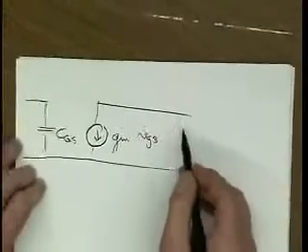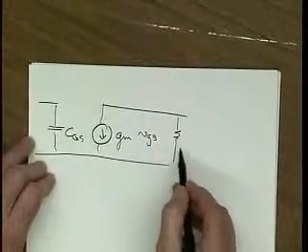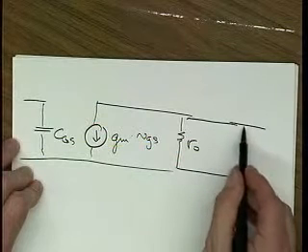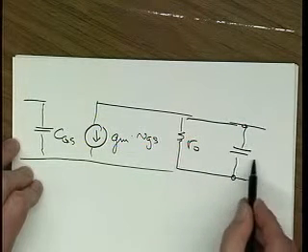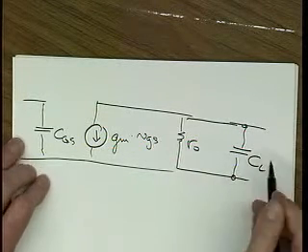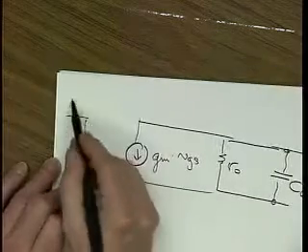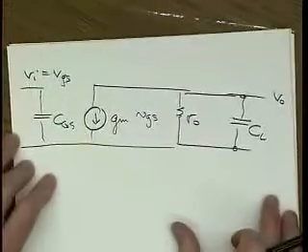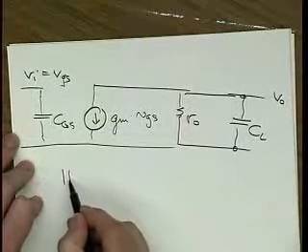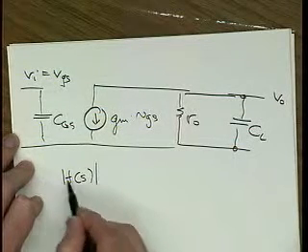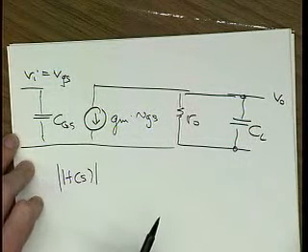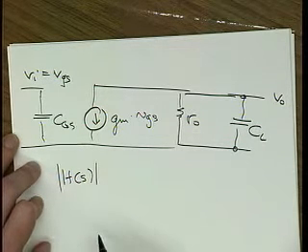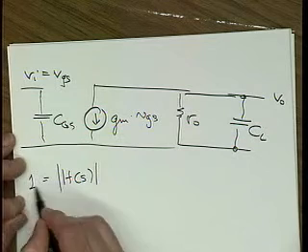And I guess we also have a bunch of other capacitors. We have an R out here, and we have a CL here. And so this is V out, and this is VI, which is equal to VGS. And we want to calculate this H of S, and we want to figure out, in particular, where this thing intersects with unity, where we want to know where this is 1.